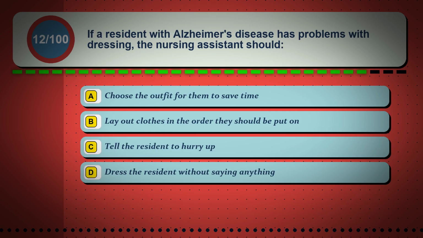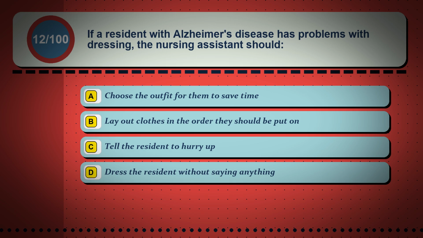Question 12. If a resident with Alzheimer's disease has problems with dressing, the nursing assistant should: Option A, choose the outfit for them to save time. Option B, lay out clothes in the order they should be put on. Option C, tell the resident to hurry up. Option D, address the resident without saying anything.